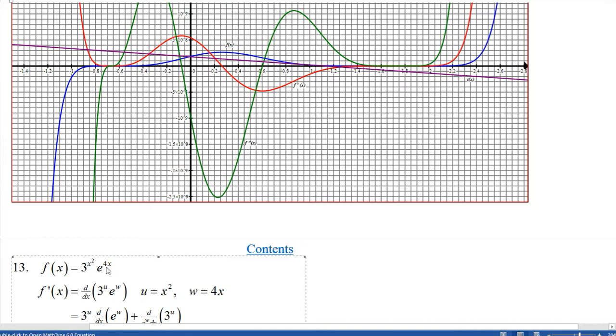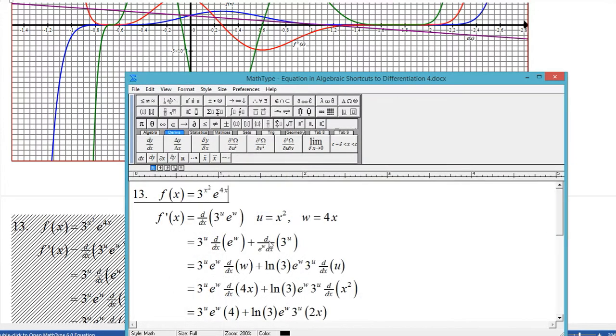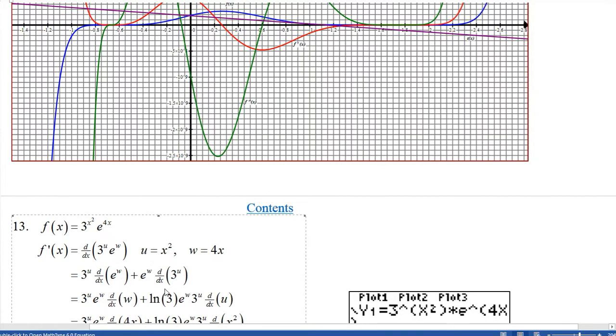So I'll let u be the x squared and w be the 4x. So it's the derivative of 3 to the u times e to the w. And the last thing you do when you work this problem out is the multiplication. So it's the product of these two factors, so we use the product rule. Product rule says it's the first factor, 3 to the u, times the derivative of the second, that's the derivative of e to the w, plus the second factor, e to the w, times the derivative of the first. There we go, derivative of 3 to the u.